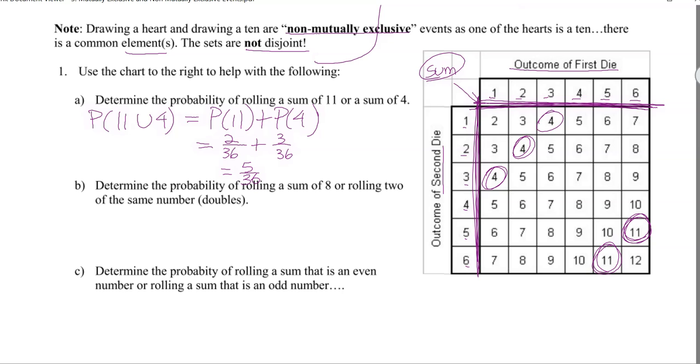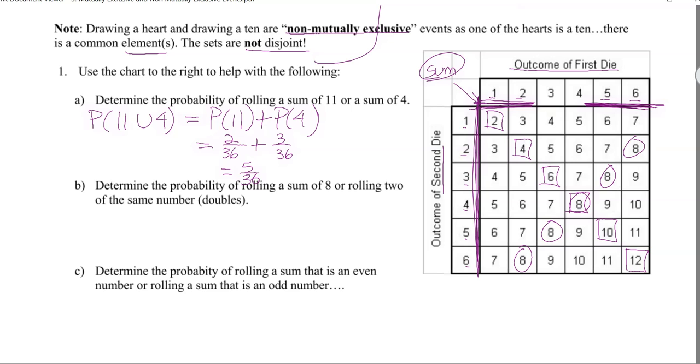All right, let's move on to the next one. So the probability of rolling a sum of 8 or 2 of the same number, doubles. So here's a sum of 8. Right, so 6 and a 2, well, 2 and a 6, 3 and a 5, 4 and a 4, a 5 and a 3, a 6 and a 2. And doubles, 2 1s, 2 2s.